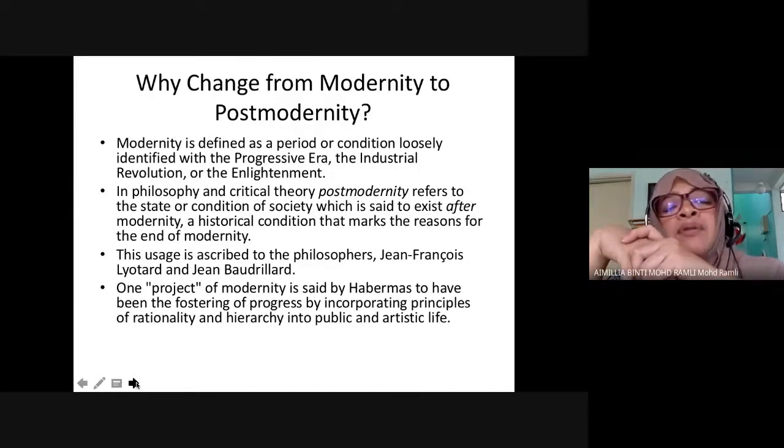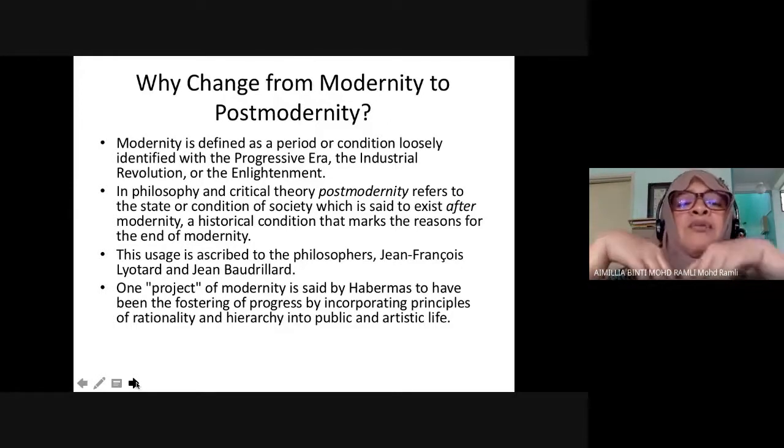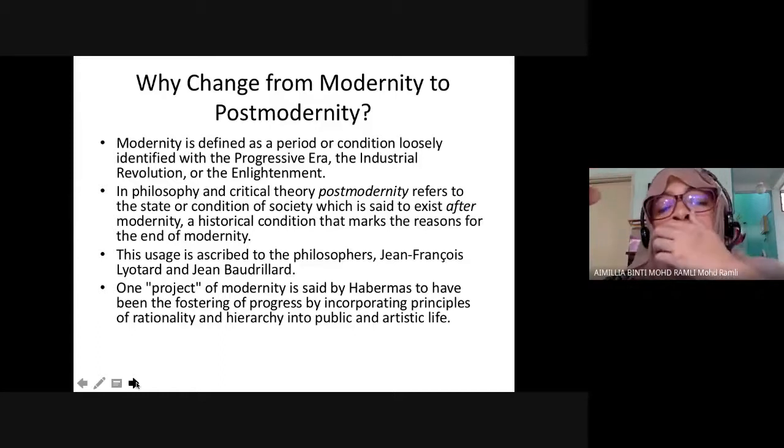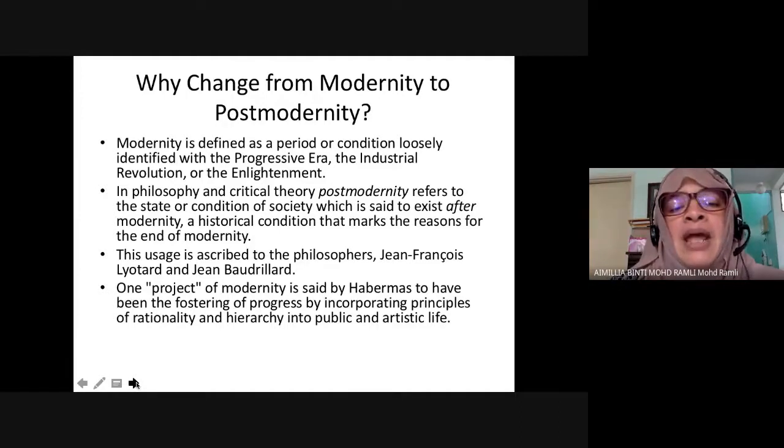So, in philosophy and critical theory, postmodernity refers to the state or condition of society which is said to exist after modernity, a historical condition that marks the end of modernity. This usage is ascribed to the philosophers Jean-Francois Lyotard and Jean Baudrillard. One project of modernity is said by Habermas to have been the fostering of progress by incorporating principles of rationality and hierarchy into public and artistic life.